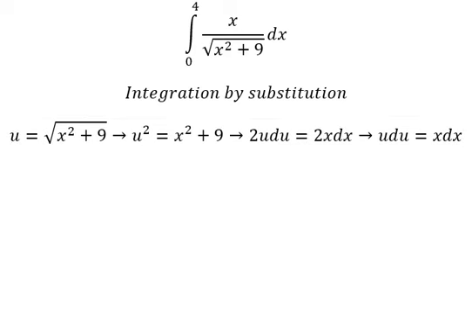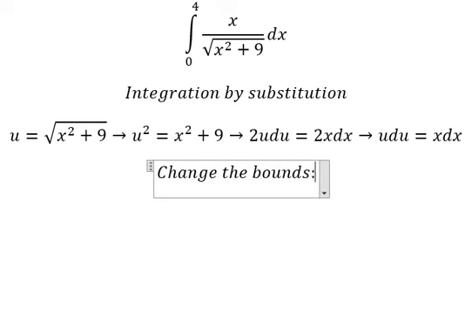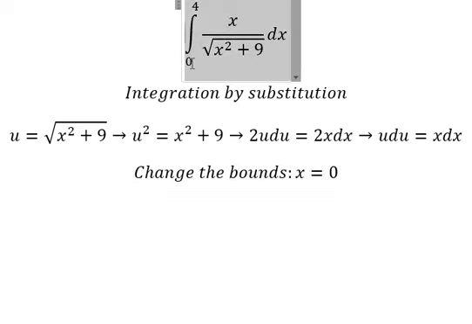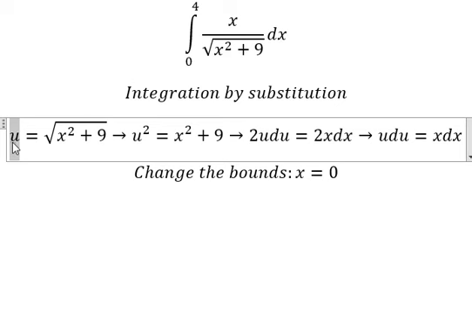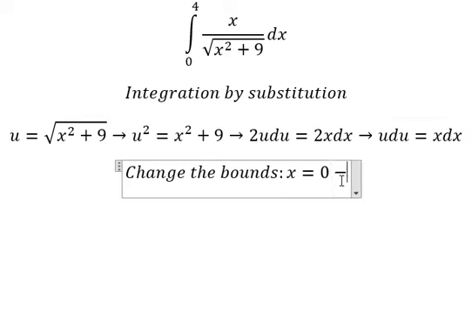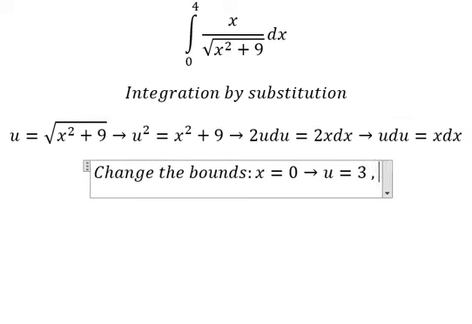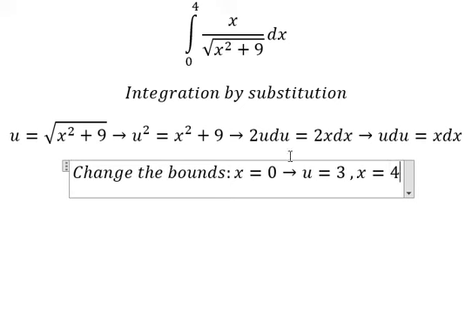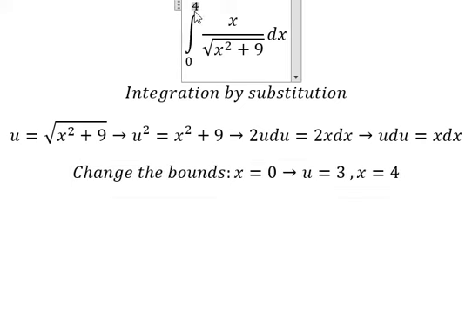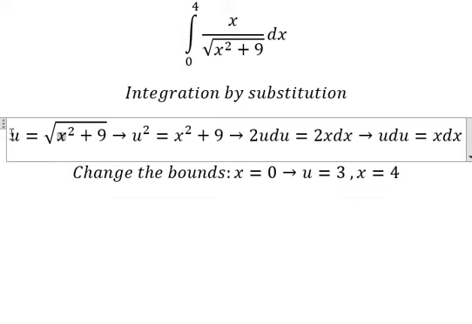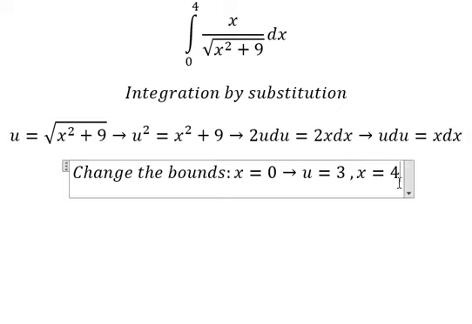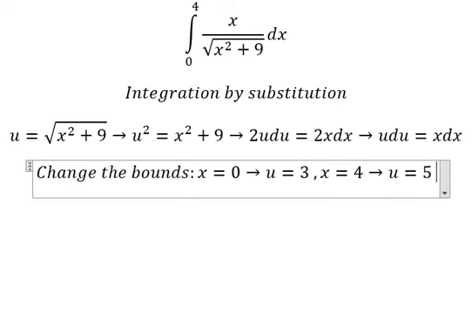Next, we need to change the bounds. When s equals number 0, that's it from here. So we put number 0 going here to find the value of u. So u equals number 3 when s equals number 0. When s equals number 4, I will put number 4 going here to find the value of u. So u equals number 5.